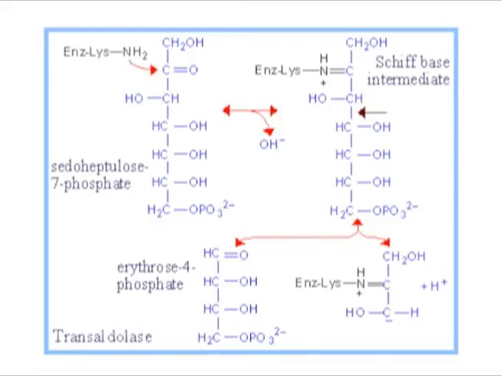Transfer of the 2-carbon fragment to the 5-carbon aldose ribose 5-phosphate yields sedoheptulose 7-phosphate, while transfer instead to the 4-carbon aldose erythrose 4-phosphate yields fructose 6-phosphate. Thus, the pentose phosphate pathway serves as an entry into glycolysis for both 5-carbon and 6-carbon sugars.